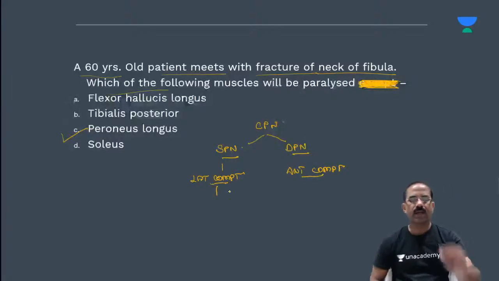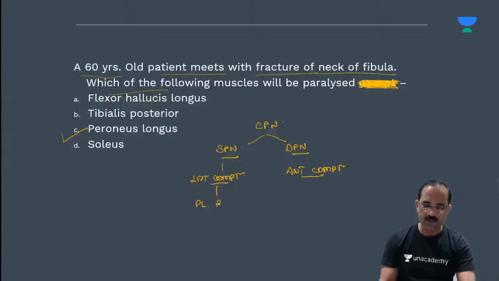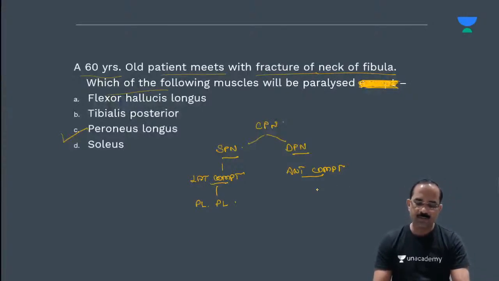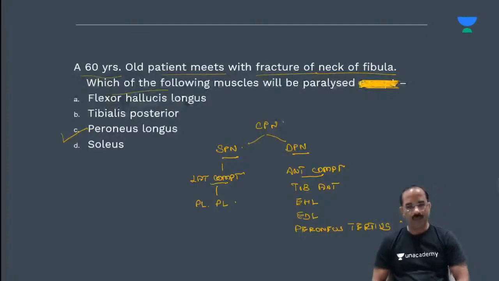Clear? Which are the muscles in the lateral compartment? Quick go through it: peroneus longus and peroneus brevis. The muscles in the anterior compartment would be tibialis anterior, extensor hallucis longus, extensor digitorum longus, and peroneus tertius. So the superficial peroneal nerve supplies the lateral compartment, that's peroneus longus and peroneus brevis.